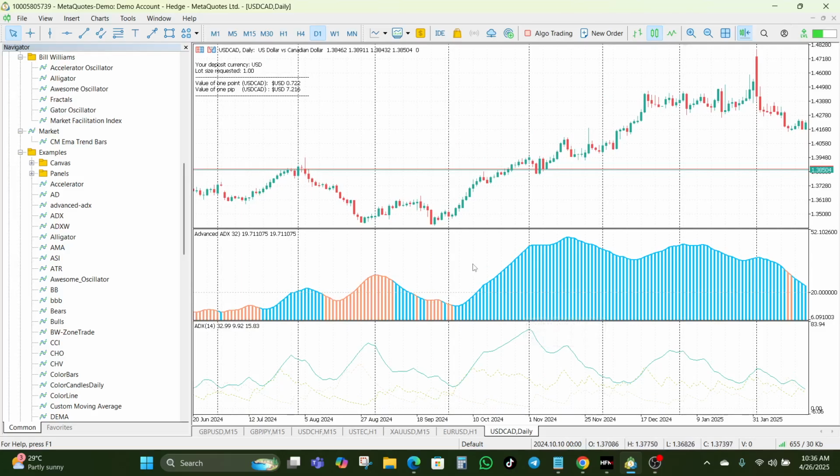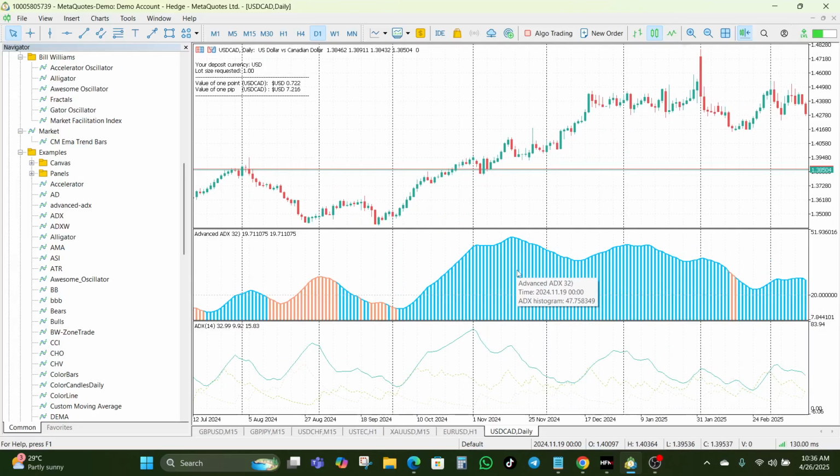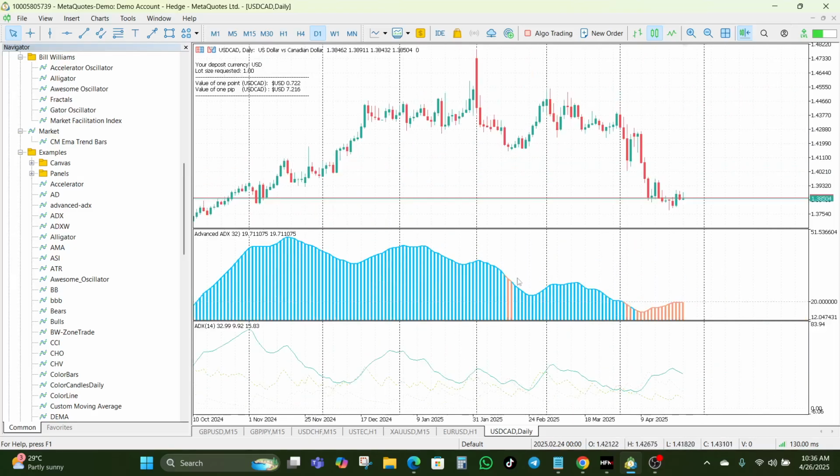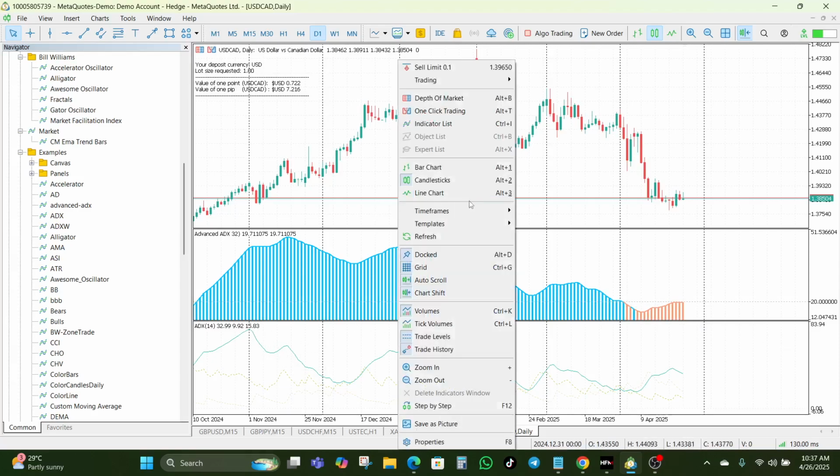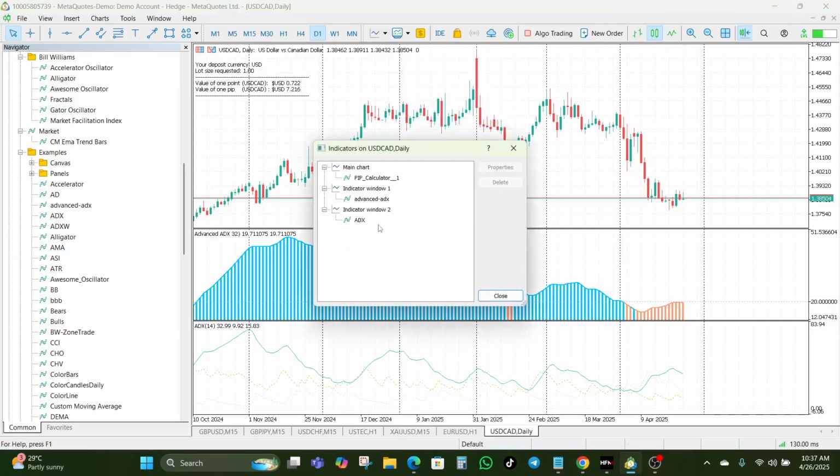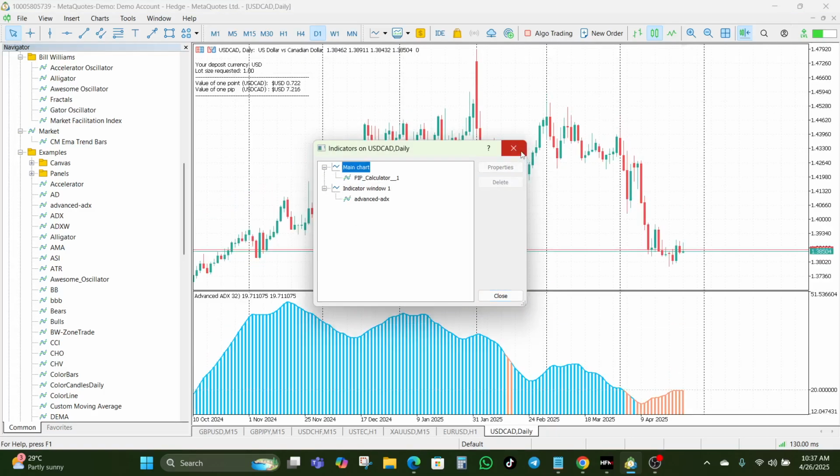Remember that the ADX does not tell you the direction of the trend. What it does is tell you the strength. But the advanced ADX goes a step further by giving you insight as to whether it's a bearish trend at the time or a bullish trend, with the aid of the color codes, right? So we're going to be focusing on the advanced ADX. Let me just remove the ADX indicator from the chart.